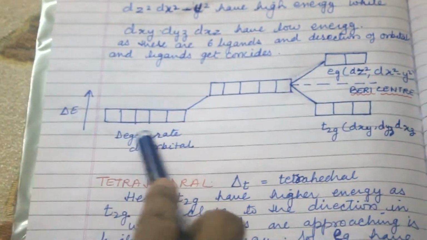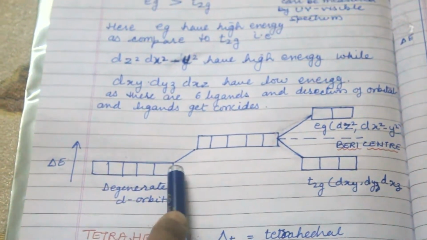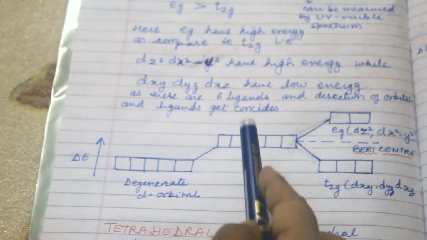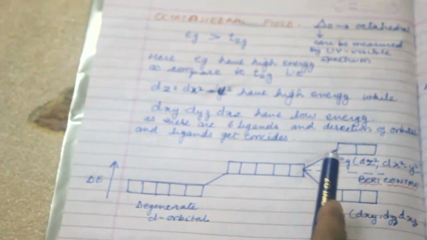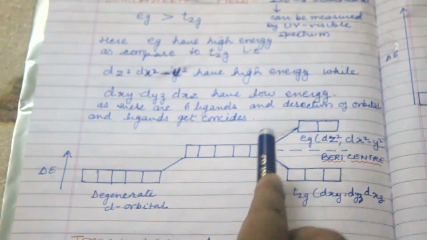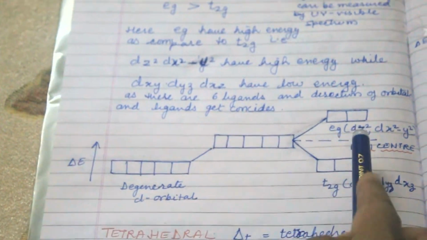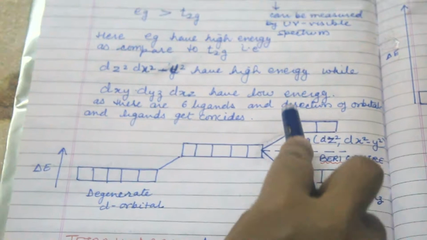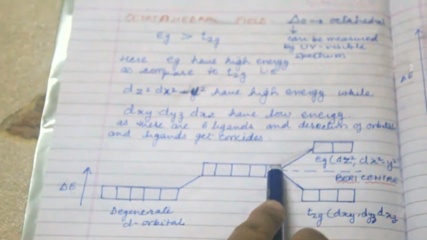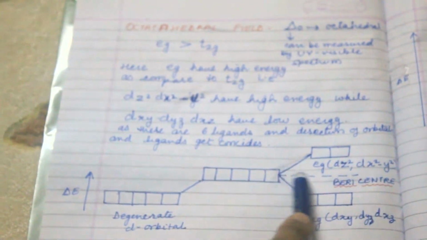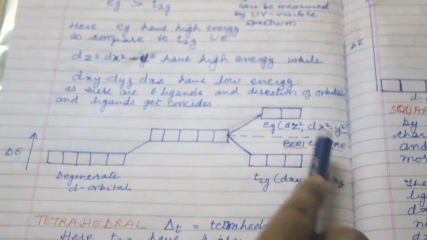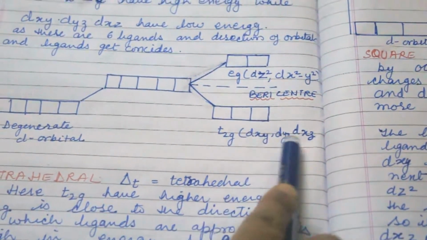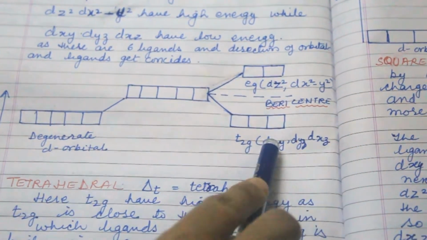Eg is composed of dz square and dx square minus y square, which have high energy. See the structure. In this, all the 5 d orbitals have the same energy, but when they come in contact with the ligand, because of the repulsion, they get higher energy. Eg gets higher energy compared to T2g and resides on the upper side of this energy level, and the line in between is known as the barycenter. Eg is composed of these 2 orbitals, and T2g is composed of these 3 orbitals, which have low energy.